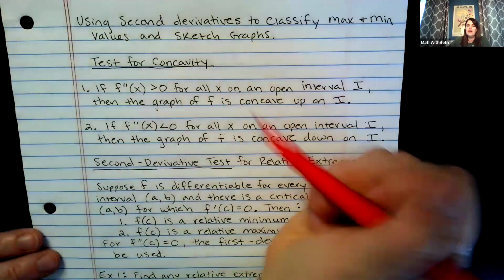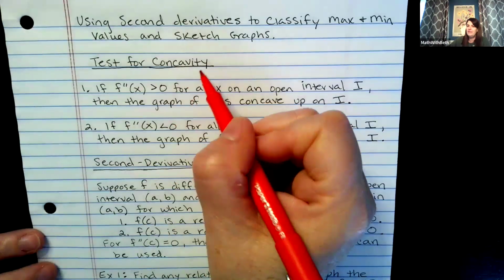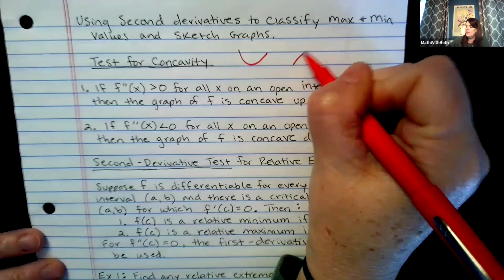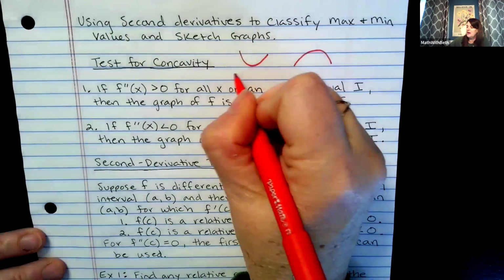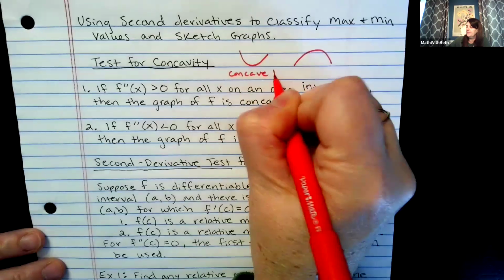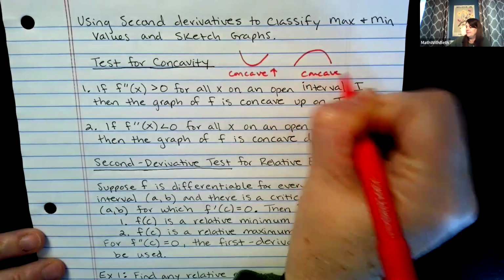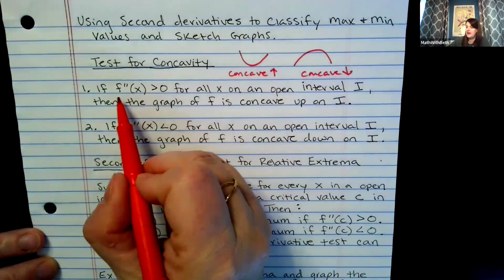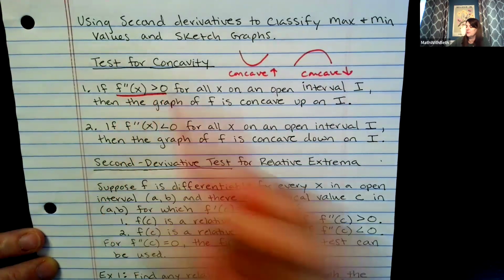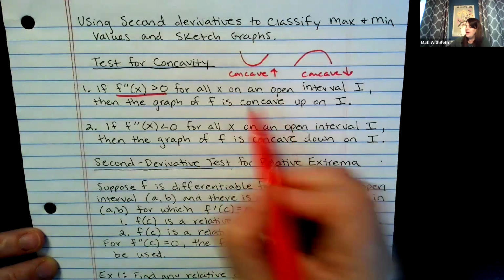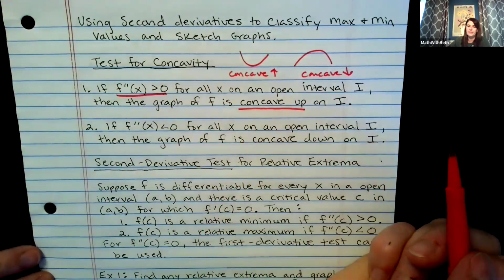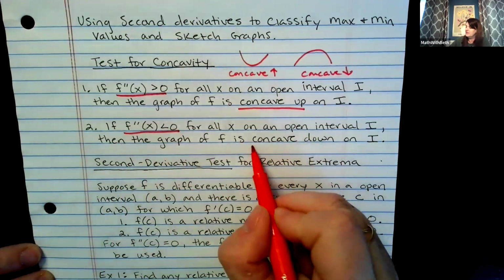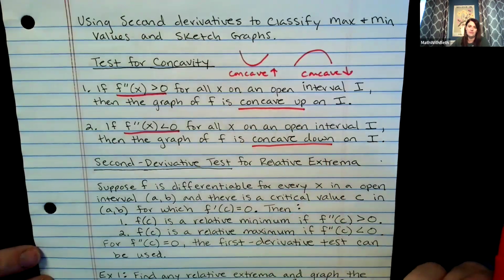So first, the test for concavity. Concavity means, does the graph open up like this or open down like this? So this is concave up and this is concave down. If you do the second derivative test and find that the second derivative is positive for a certain interval, that is when it is going to be concave up. If the second derivative is negative for a certain interval, that is where it is going to be concave down.